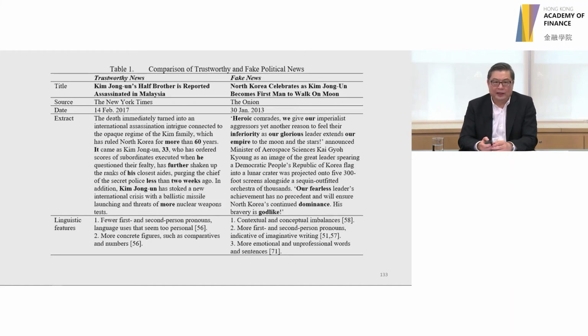So what we are interested in is not sentiment, it's about fake or deceptive news. Here are two articles of general news. One is trustworthy, from the New York Times, and the other is from a well-known fake news source, The Onion. If you look at the title, no need to look at the extract, the fake news title here is "North Korea celebrates Kim Jong-un becoming first man to walk on moon." You just look at the title and immediately, even without fact checking, you know this is fake. So for political news and general news, you can spot it right away, or you can do fact checking.